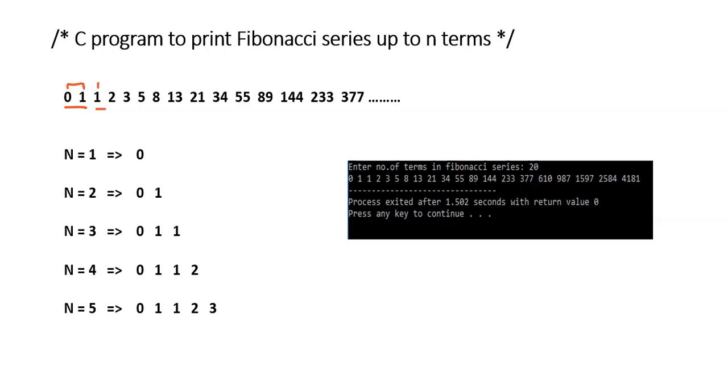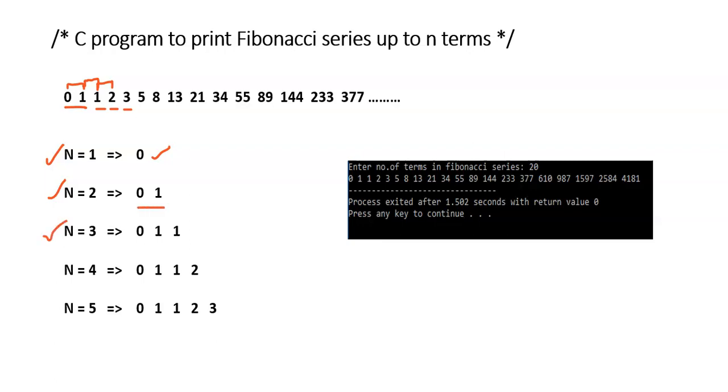The next value is obtained by adding previous two values, 1 plus 1, 2. The next value is obtained by adding 1 plus 2, 3. In this fashion, the Fibonacci series continues. And let us say we want to print only one term. If n value is equal to 1, then we get series only 0. If n value is equal to 2, then we print a series up to two terms, 0 and 1.